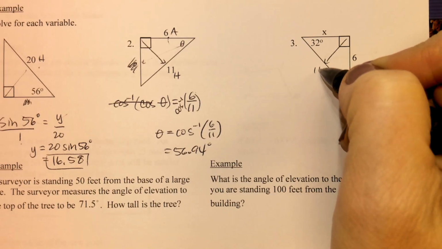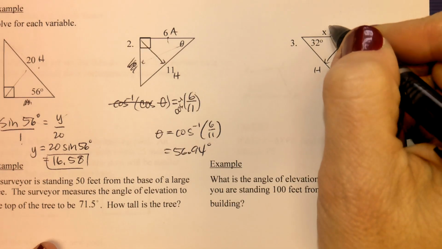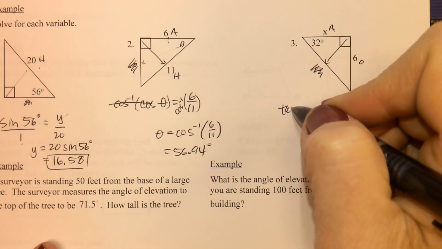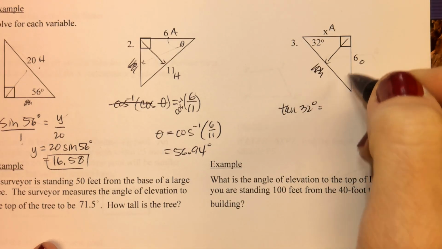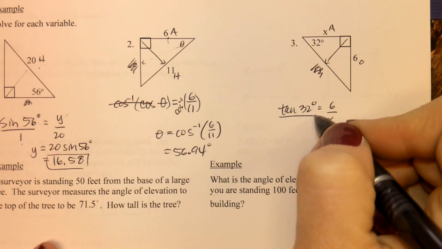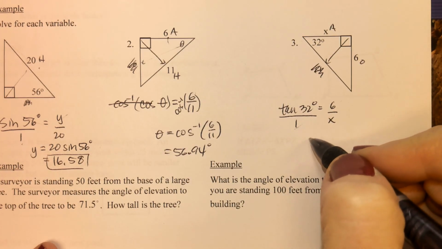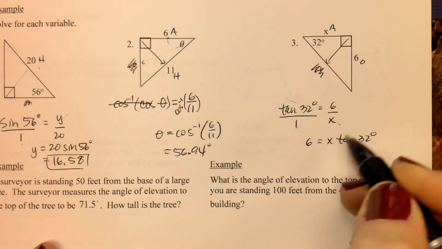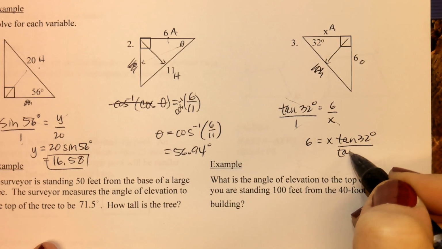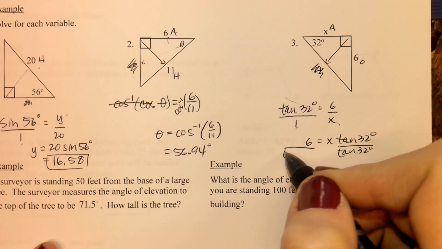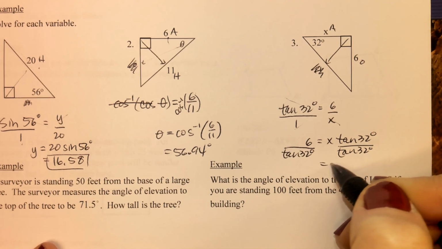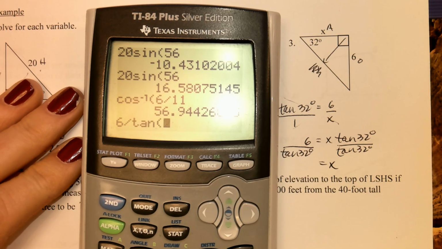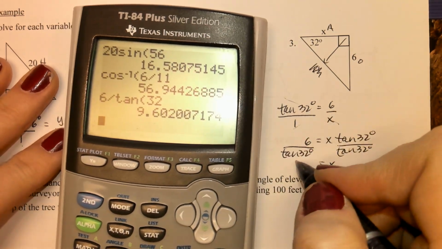Last one, hypotenuse across from the angle is opposite and adjacent. I didn't have anything on H, so I'm not going to use it. O and A means I'm doing tangent. Tan 32 equals opposite over adjacent. This time I've got 6 times 1, and then this side I've got x and then tan 32. So if I was solving for x, I would need to divide by tan 32. So x equals 6 divided by tan 32, and get about 9.6.